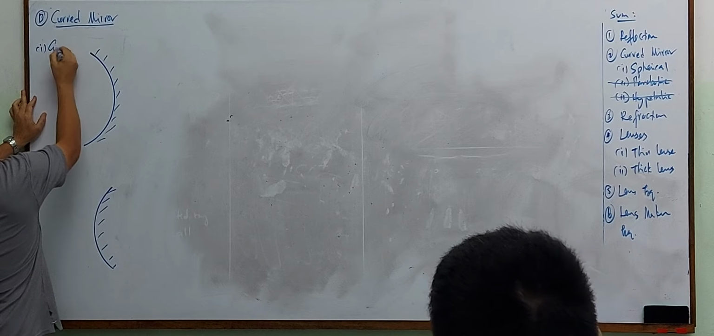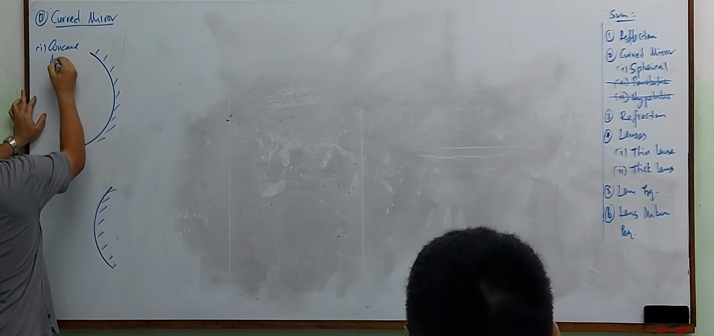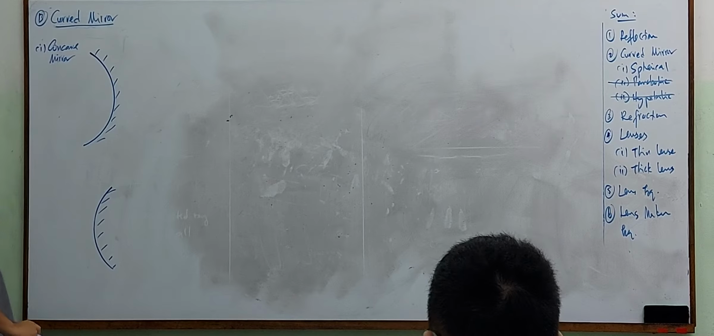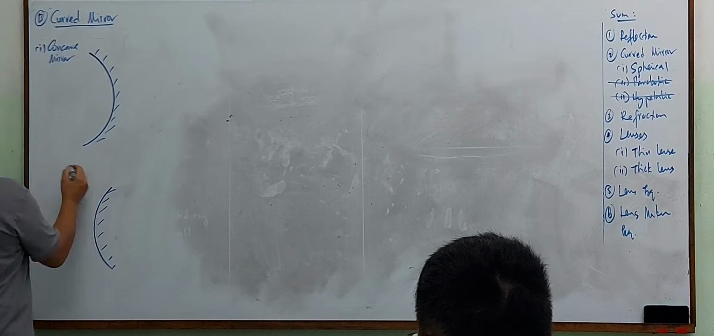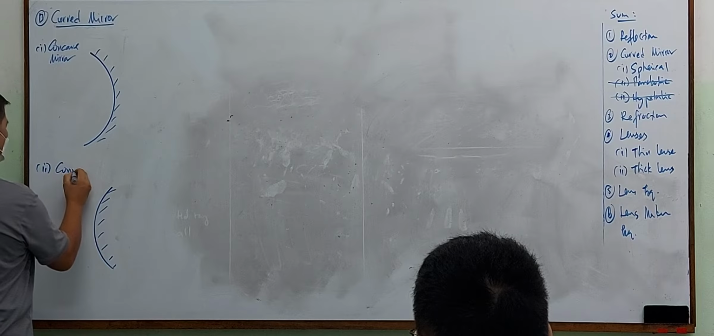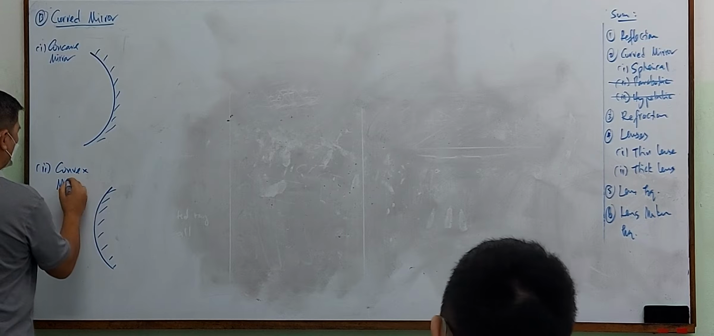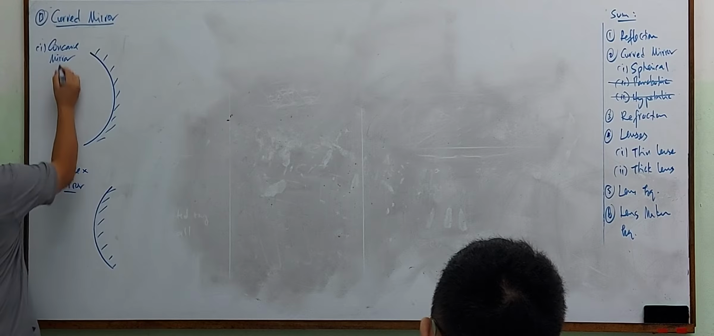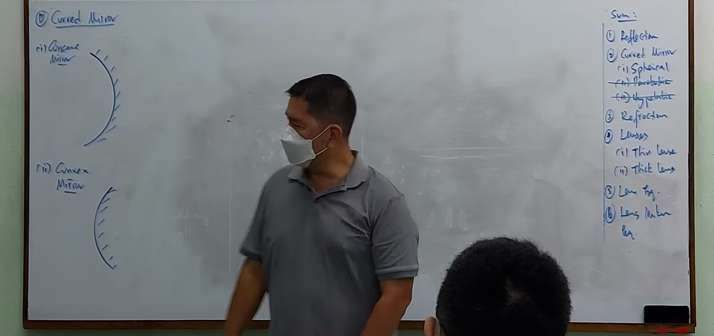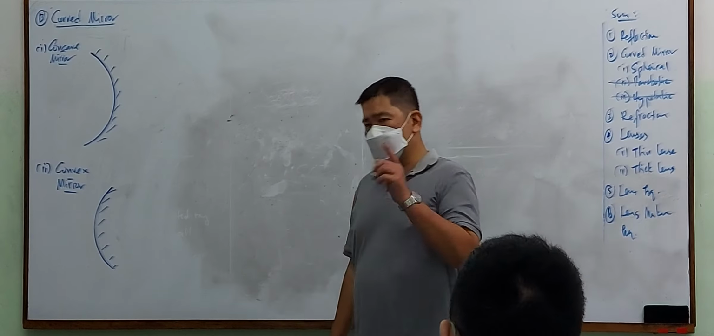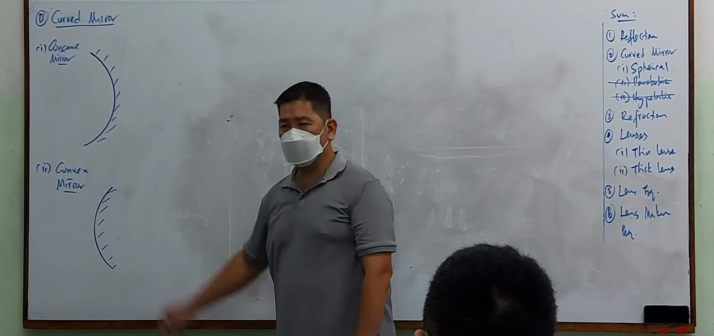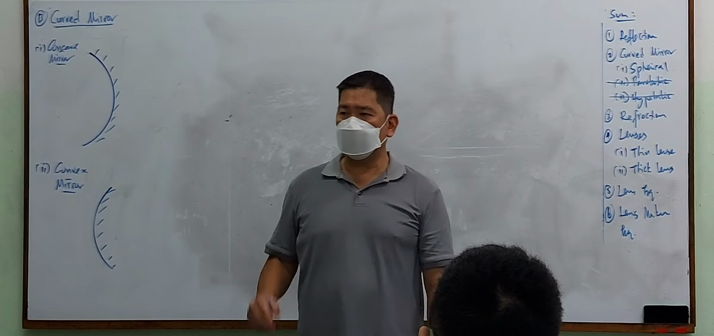This is called concave mirror. Okay. The light up here reflected back to the left hand side. Same thing for this one also. Number two, this one is called the convex mirror. Okay? So don't get confused with the mirror and the lens. The characteristic of the concave mirror is the same as the convex lens. And this one, convex mirror, is the same as concave lens.